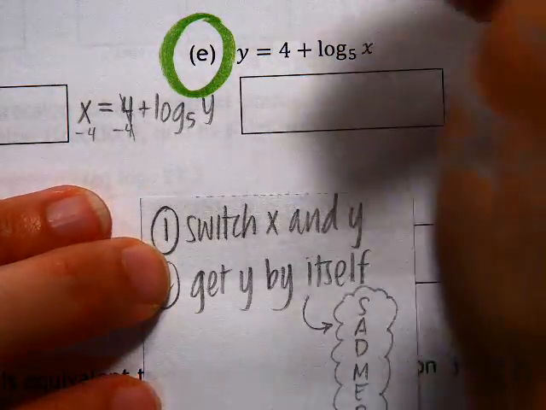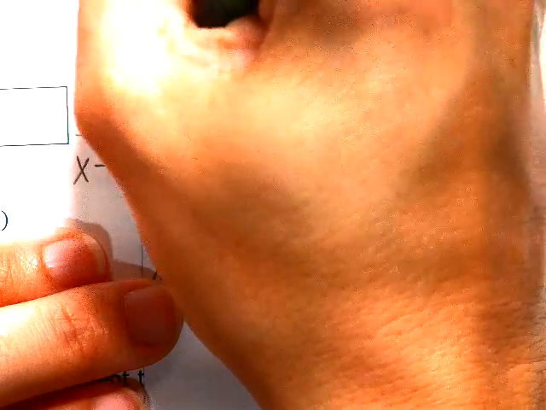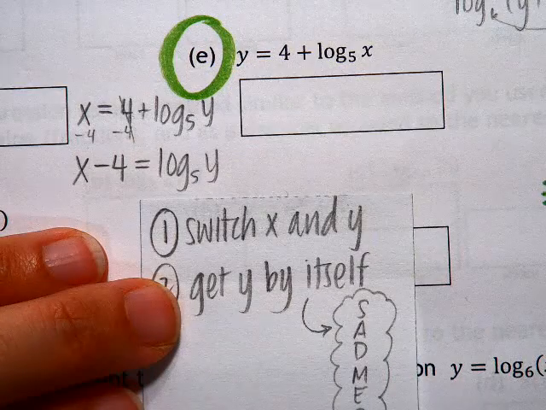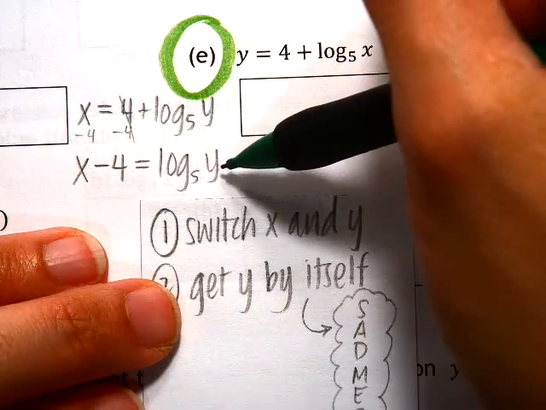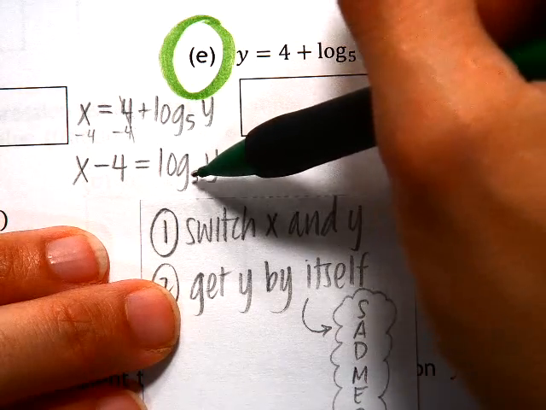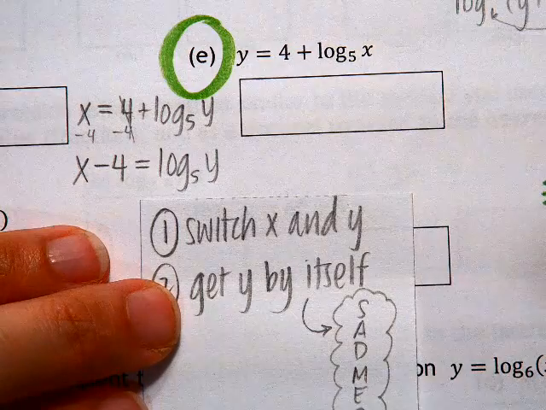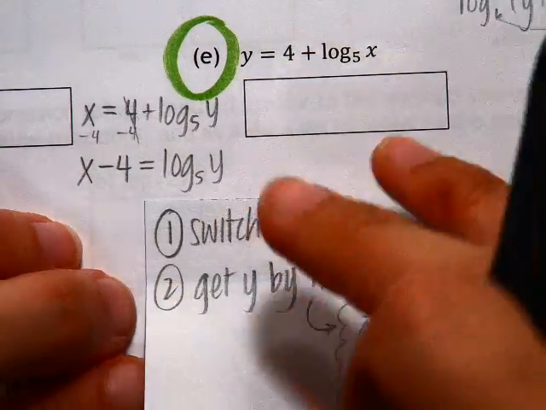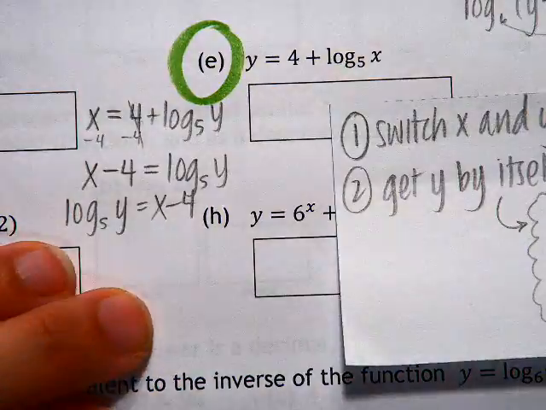Now I can't really subtract on the left-hand side, so I'll just write this as x minus 4 equals log base 5 of y. Now to get y by itself, what's the only thing I have left to get rid of? Oh, I have to get rid of that log, which I know involves an exponential. To get rid of a log, we use an exponential. If it's confusing for you to see it this way, switch the problem so it says log base 5 of y on the left and x minus 4 on the right. Sometimes that helps. Now let's go exponential.